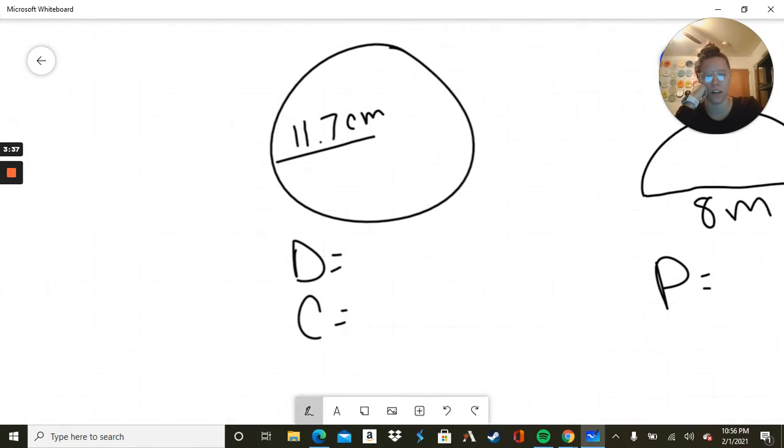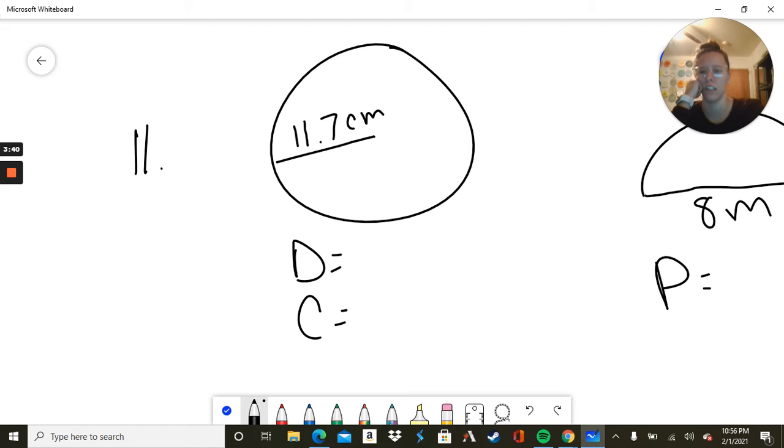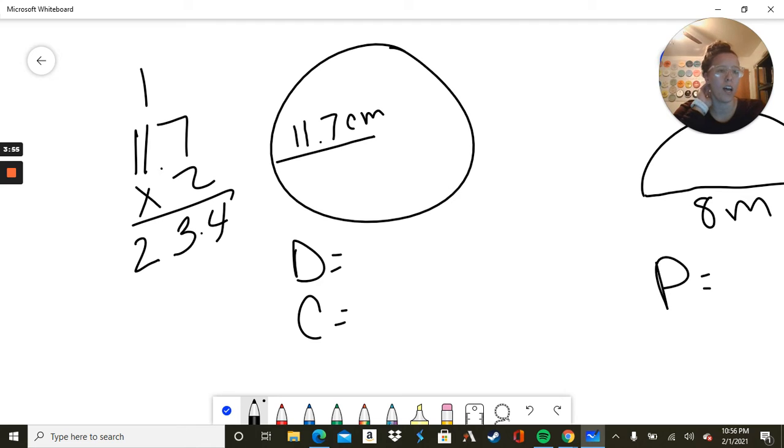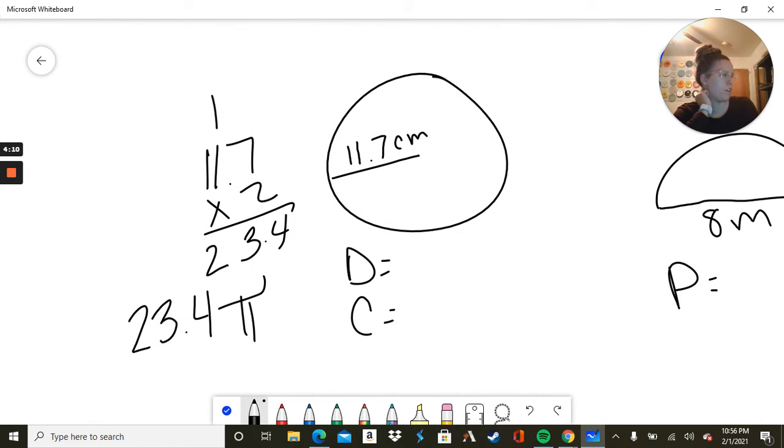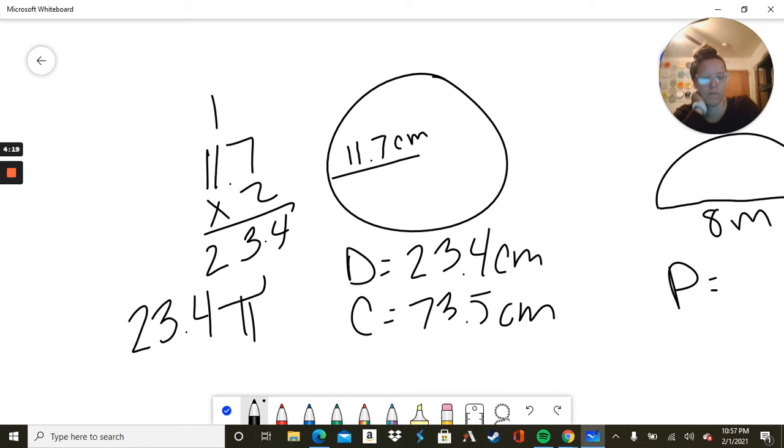So next we need the diameter and the circumference. We're going to take 11.7 times 2 to get the diameter. So we'll do that first. 2 times 7 is 14, 2 times 1 is 2, plus 1 is 3, 2 times 1 is 2. We move the decimal over 1. And a lot of times with circumference, diameter, radius, pi problems, you're going to have a decimal. So we're going to take 23.4 times pi, and after we write 23.4 centimeters here, the circumference is 73.5 centimeters.